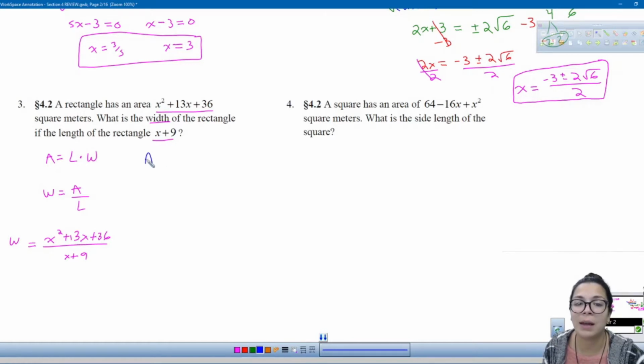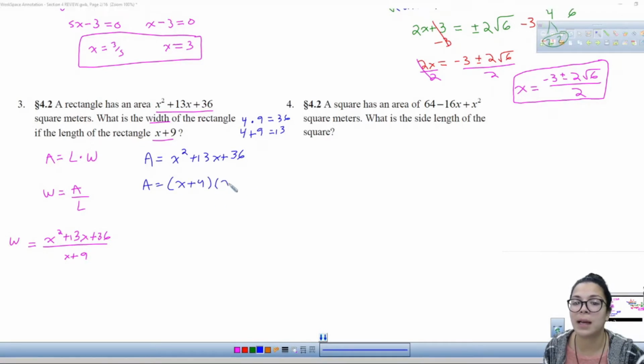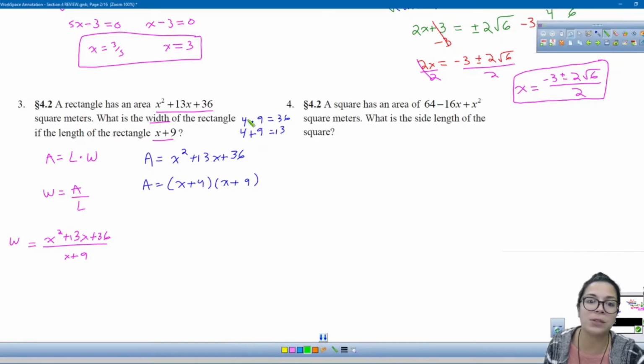Okay, so I'm going to write the area, that is x squared plus 13x plus 36. I'm going to factor this so I have something times something else. Now, multiplies to 36 and adds to 13 is 4 and 9. So this will factor into x plus 4 times x plus 9. Much, much easier. So they already told us that the length was the x plus 9. So guess what the width is? X plus 4.